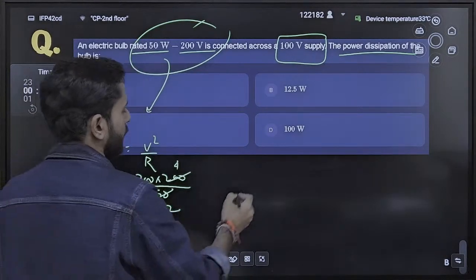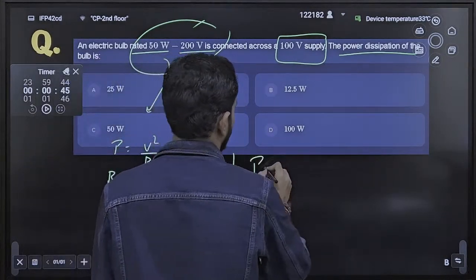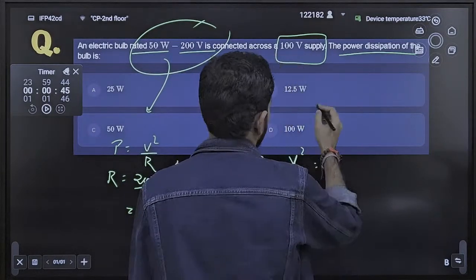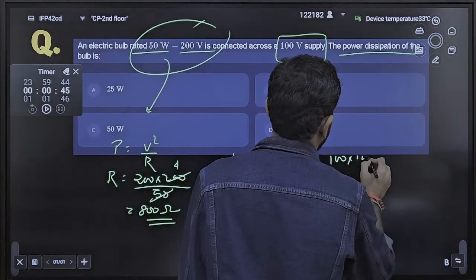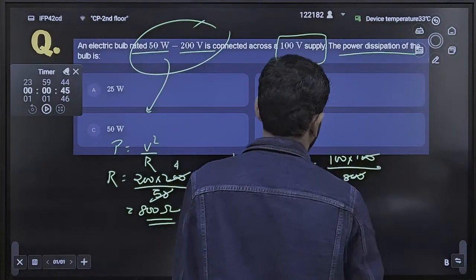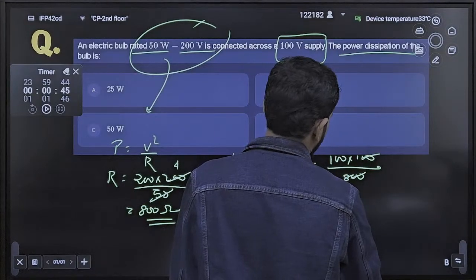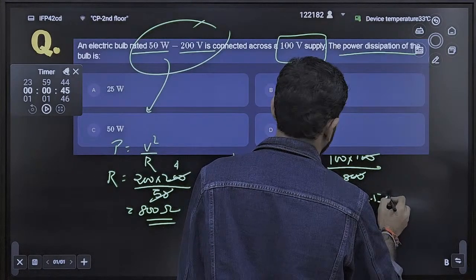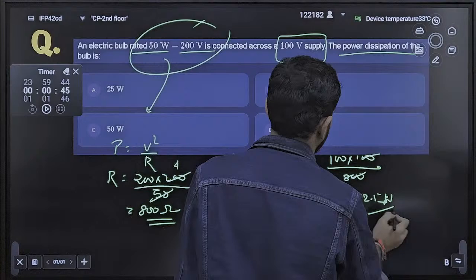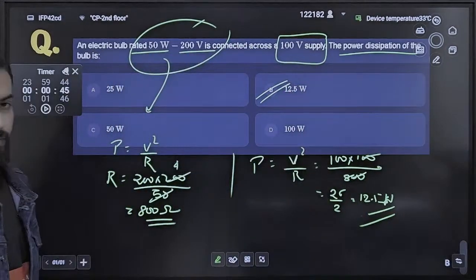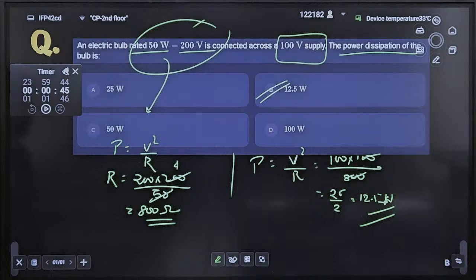Once you have 800 ohms, now you have to calculate power for the second case. Power dissipated is again V square by R. V square is 100 into 100, divided by the resistance you have calculated, that is 800. You can reduce it to 25 by 2. The answer will be 12.5 watt. So you have calculated power 12.5. Is it clear? Simple. This way you can analyze this question.